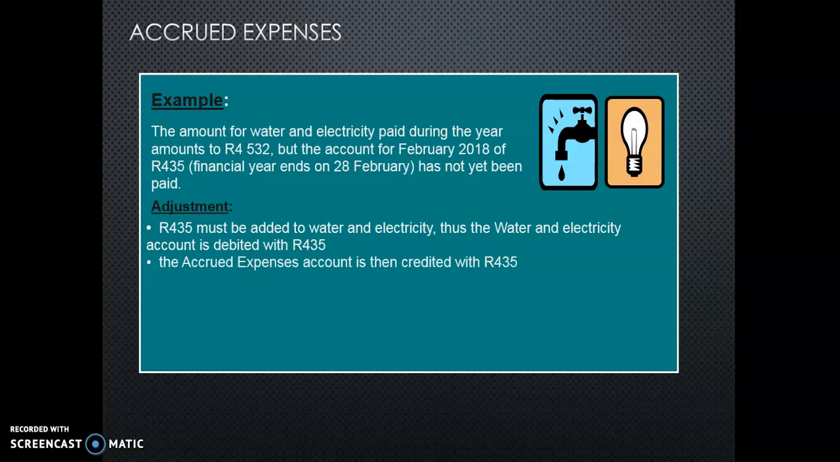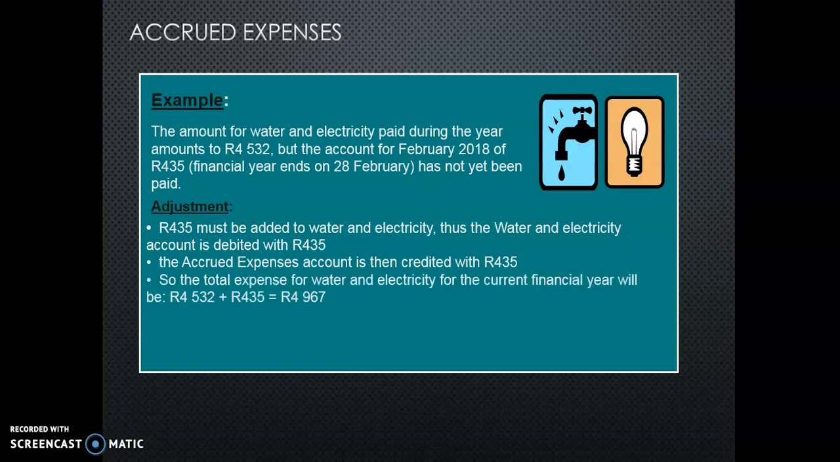For the debit, there's a credit. Accrued expenses, 435, because I still owe the municipality the water and electricity. So the total expense, so 4532, then you add the 435, 4967. Even though I have only paid 4532, my expense for the year is 4967. So remember about earlier that the difference between expenses and payments, it's hopefully starting to become clearer now.